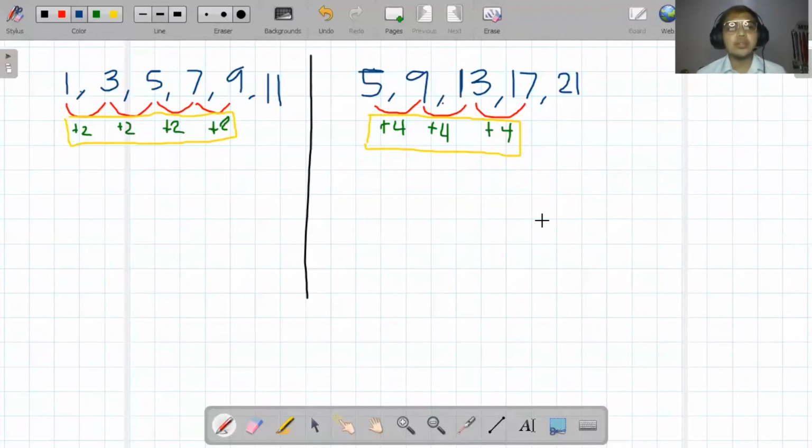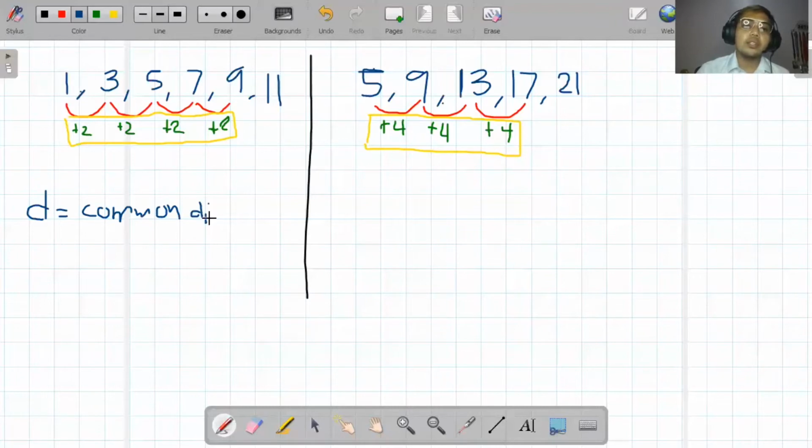Sige kung constant number. So unsa man ang constant number? Ang constant number is what we call here common difference. In symbols, that is represented by, or in variable represented by, d. So that is common difference. We call it common difference.